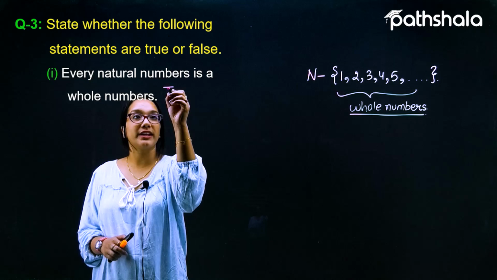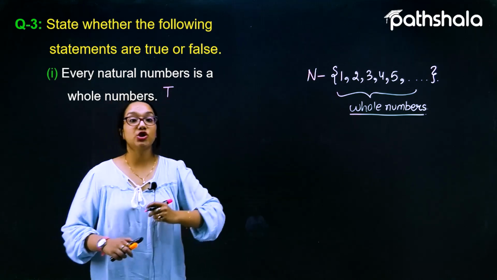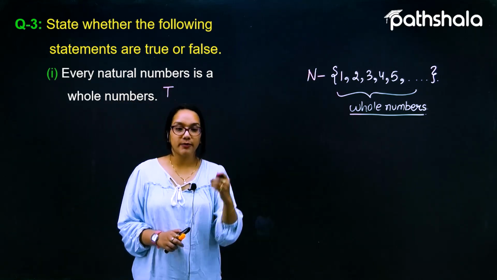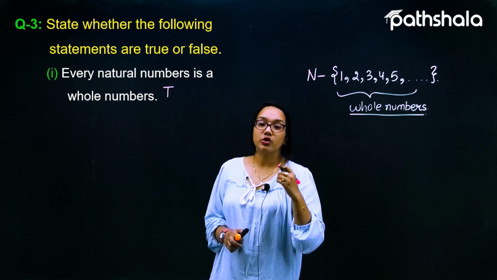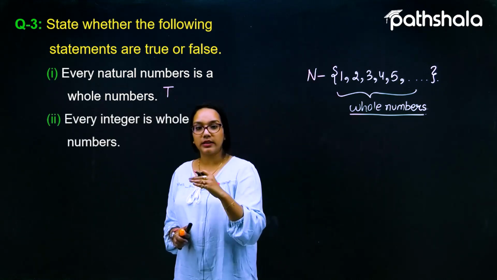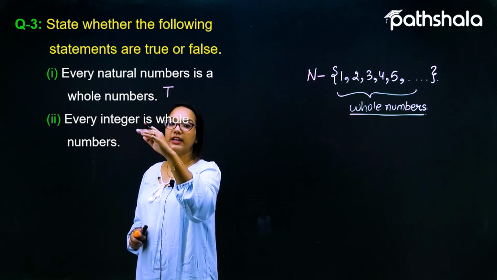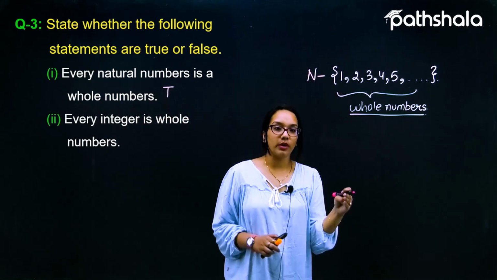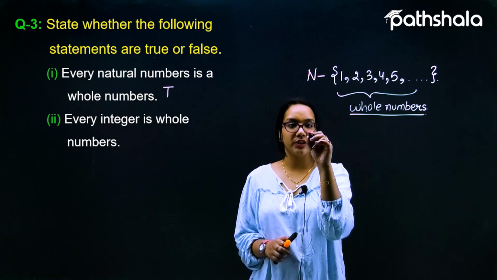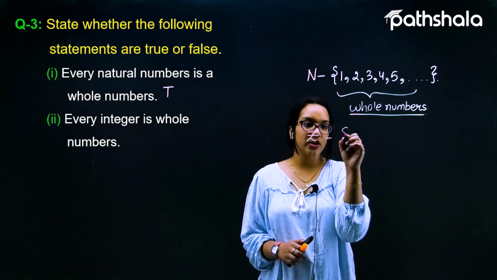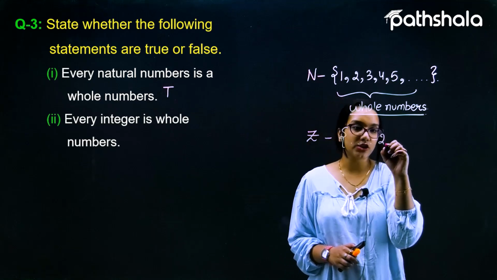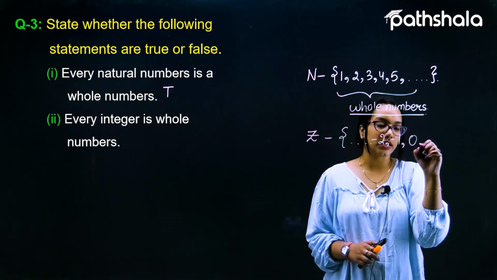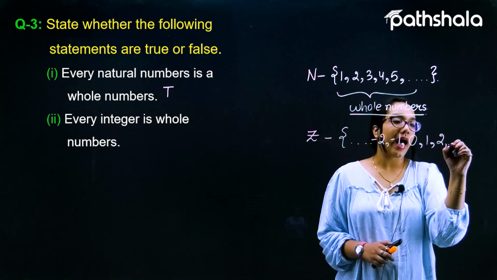So let us suppose I am writing T over here because my answer is true, meaning the answer for this particular question is true. So let's start with the other part, which says that every integer is a whole number. So let us suppose I'm talking about the collection of the integers. The collection of the integers involves the numbers -2, -1, 0, 1, 2 and so on.